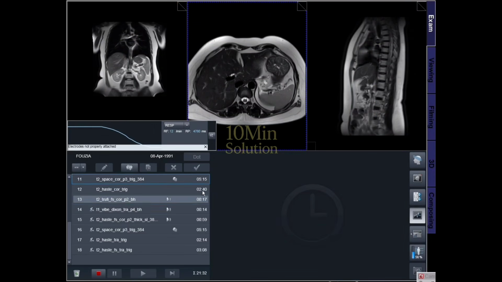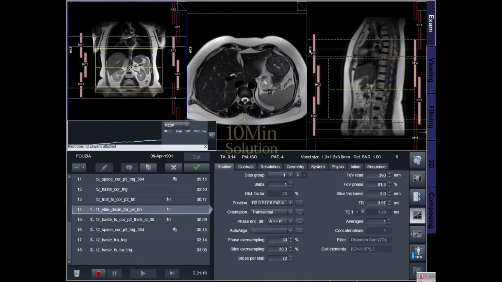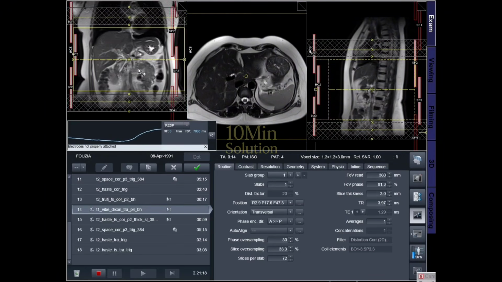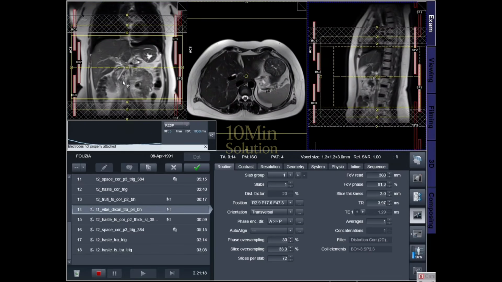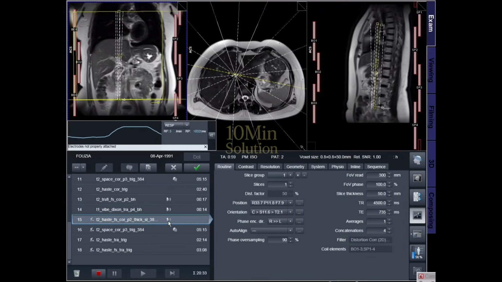Now apply. Now T1 VIBE Dixon transverse. Nicely set up the planning. Now apply. Now the next T2 HASTE FF coronal thick slab and breath hold.